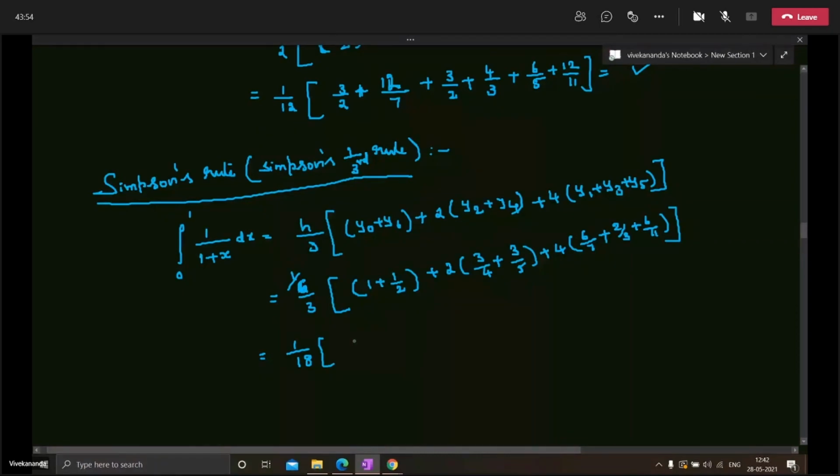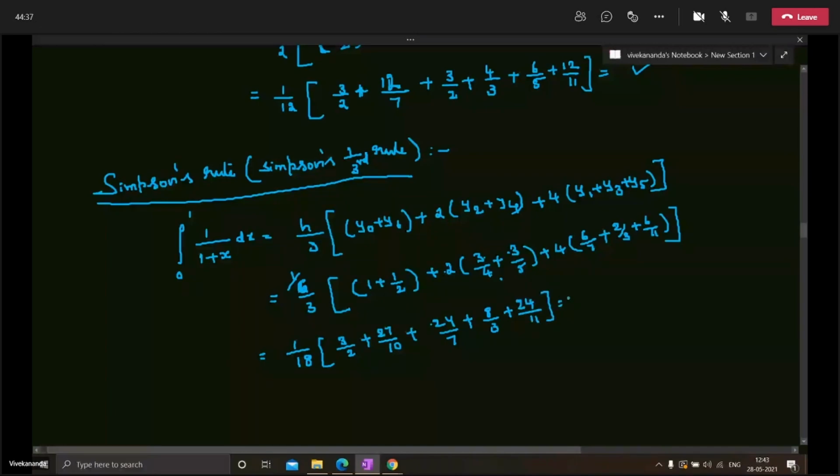This becomes 3/2 plus 2 into the sum. So 5 3s are 15 plus 4 3s are 12. 15 plus 12 is 27. 27/20 into 2 means 27/10. This total plus 6 4s are 24/7, 6 4 2 is 8, 8/3, 4 6s are 24, 24/11. So evaluate this value.